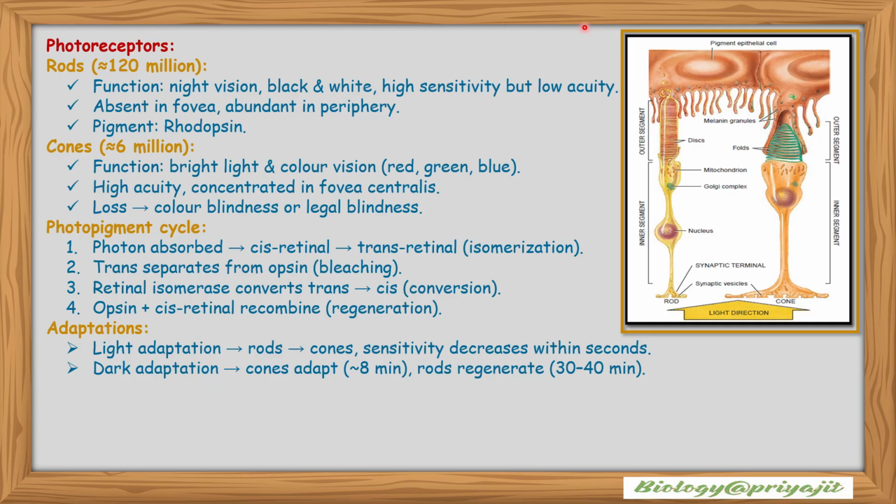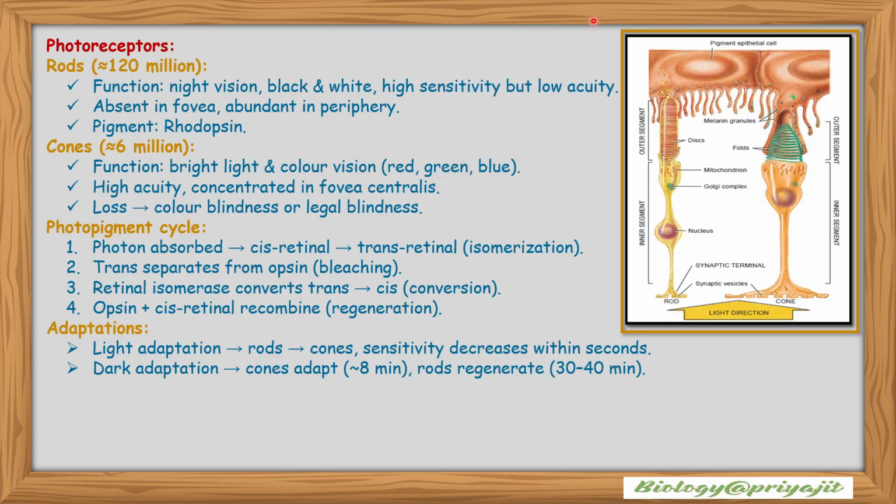It contains the pigment rhodopsin. The cone cells, there are about 6 million cone cells. They work best in bright light. They are responsible for color vision. There are three types of cone cells: red, green and blue. They provide sharp, detailed vision for high acuity. Highly concentrated in the fovea centralis, their damage or loss can cause color blindness or even legal blindness.